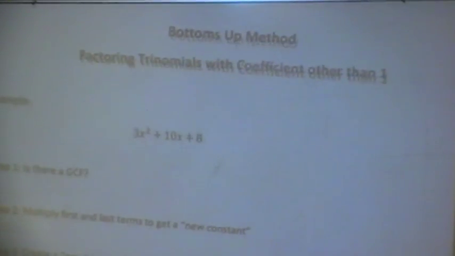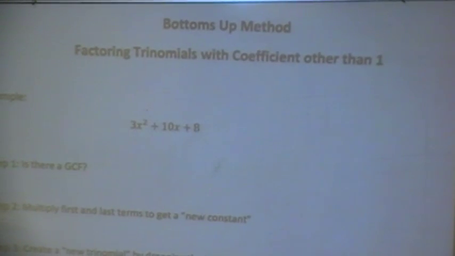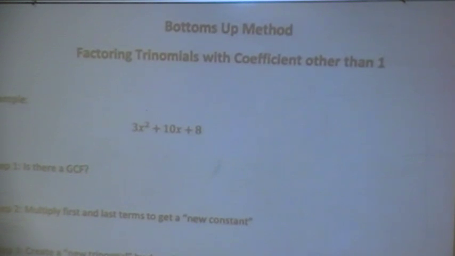So, hang on to your factoring packet. We will come back to it. But I want you to go to the other worksheet that you've been given. It says at the top in big letters, bottoms-up method, factoring trinomials with a coefficient other than 1. So we've got an example here and the steps. Now, let me warn you. As we go through this, it's going to appear to be long, but I promise it will start to get very quick for you as you practice.